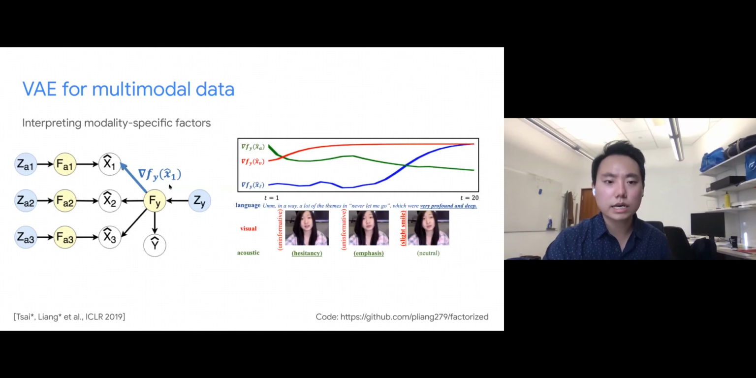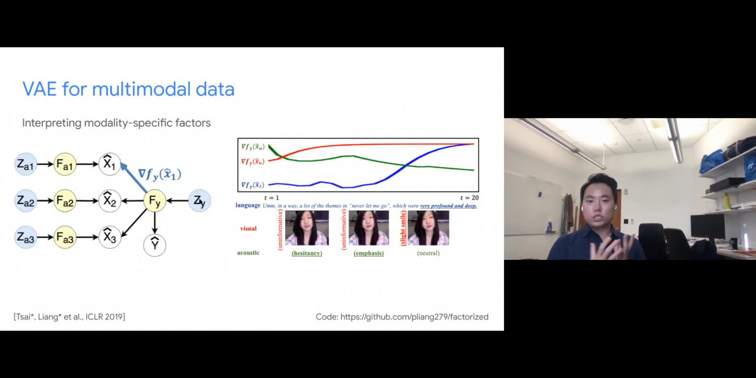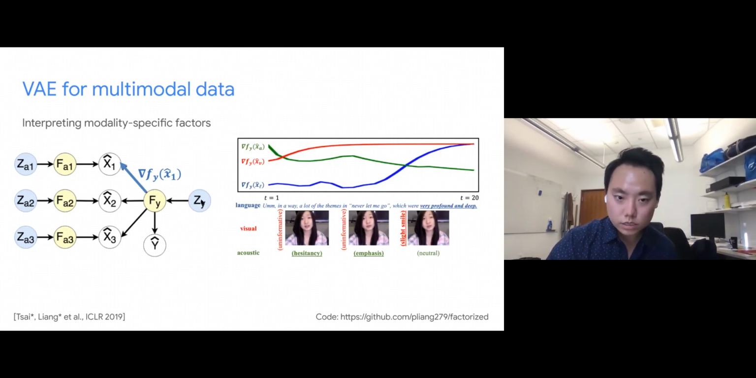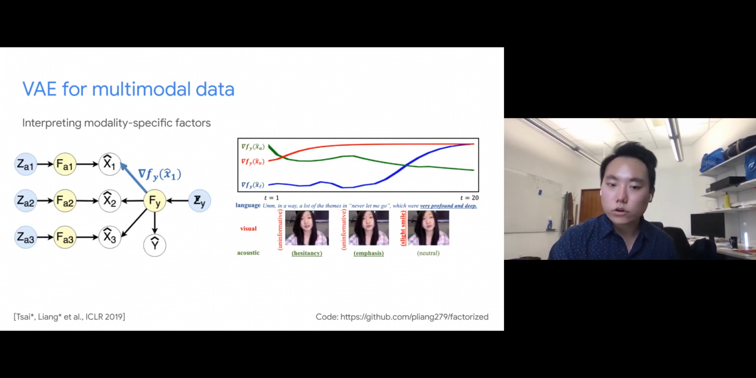So what I'm doing here is that the model is going to incur some loss in generating X1, my language modality, and I'm going to measure the gradient of that loss with respect to my latent variables, my joint multimodal factors. What that essentially means is that it measures the contribution of this joint multimodal factor, which in our case represents things like sentiment and emotions, to the generation of each modality's data.